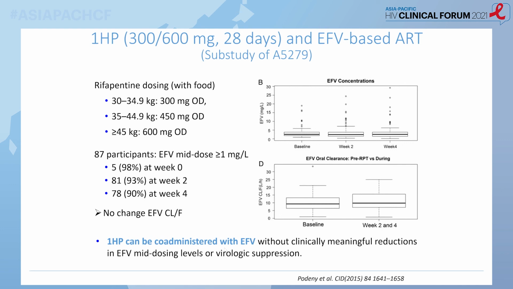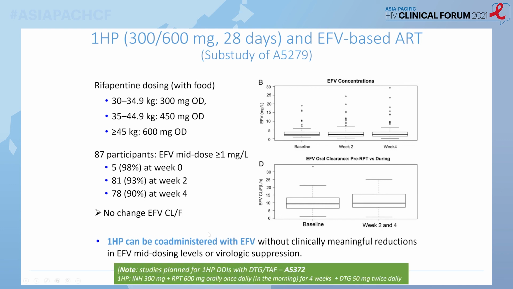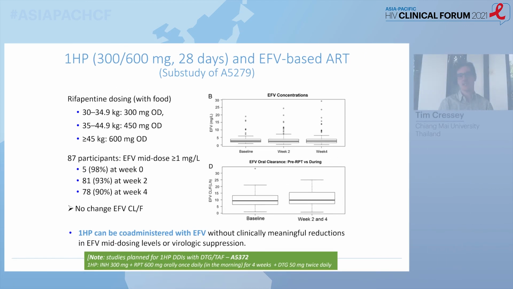But I think the next question you're going to be asking, and I don't have the answer, is what about 1-HP with dolutegravir, which may be rolled out across Asia soon. In fact, I don't have the answer to that. There are some studies planned in Asia where they're going to be looking at 1-HP levels with dolutegravir to see, as they saw with 3-HP, can you give dolutegravir with 1-HP safely? So hopefully we'll get that data later this year or early next.